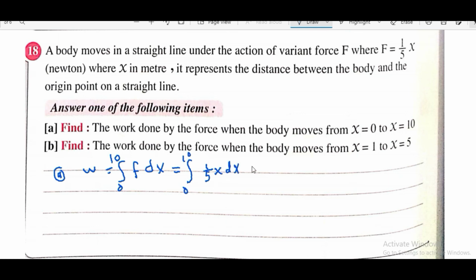1 over 10 x square from 0 to 10, equals 100 over 10 minus 0, equals 10 joule.